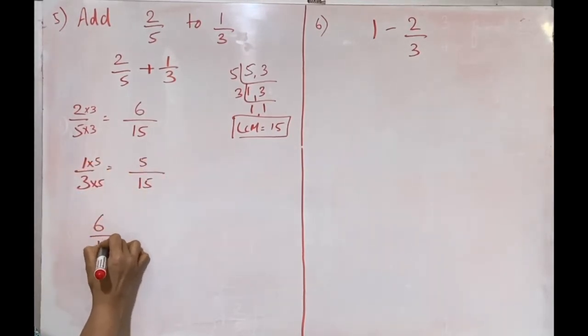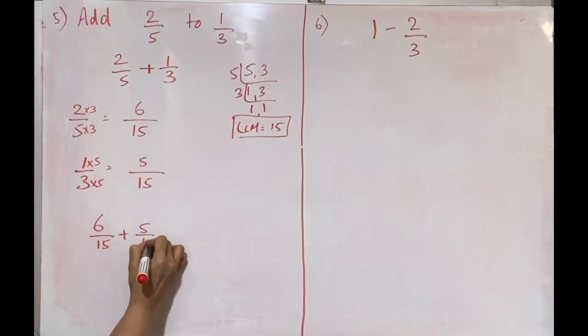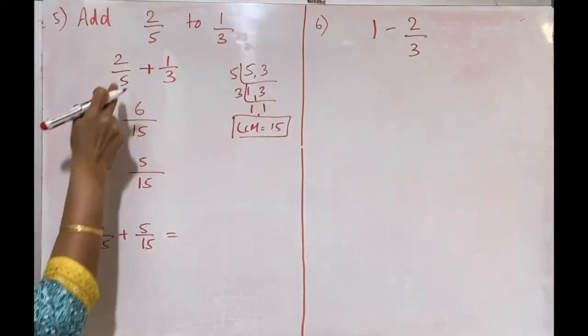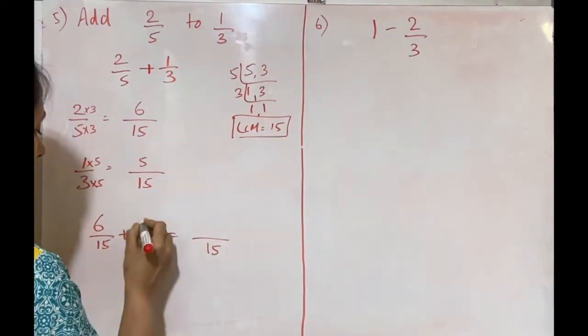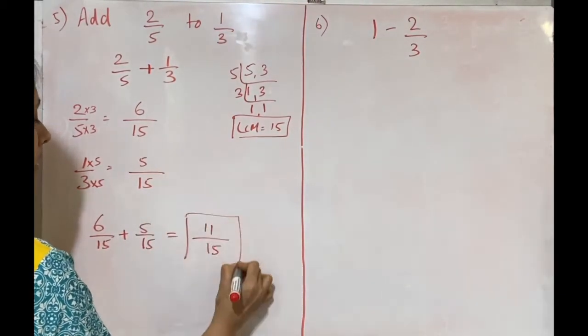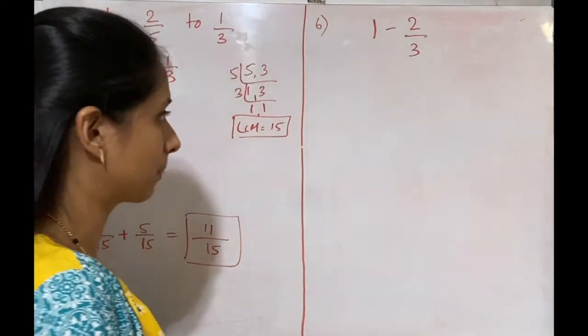So this is 6 by 15 plus 5 by 15. Now we have converted the unlike fractions into like fractions. So what you should do? The denominator will be the same. 6 plus 5 is 11. So your answer is 11 by 15.